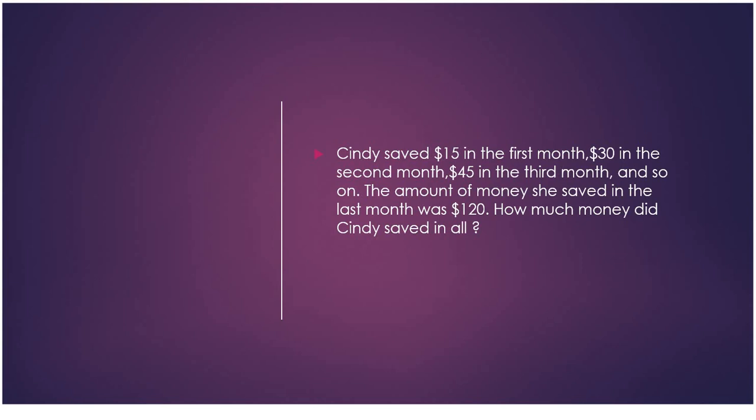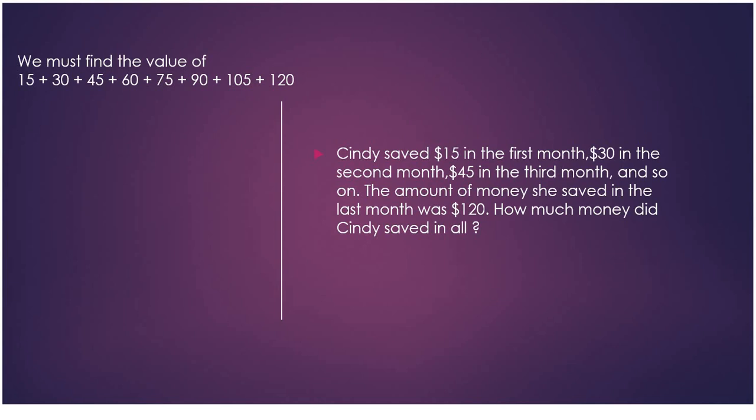And what is the relationship between these numbers? The difference is 15, right? 15 plus 15 is 30, 30 plus 15 is 45, and so on. So I made the number sequence for this problem. Start from 15, end at 120: 15 plus 30 plus 45 plus 60 plus 75 plus 90 plus 105 plus 120.